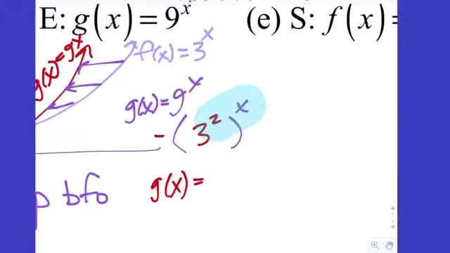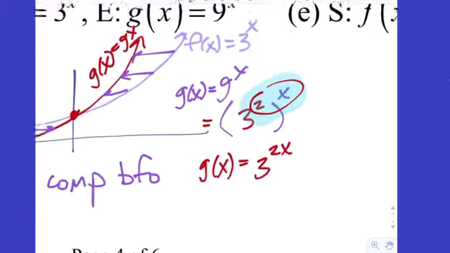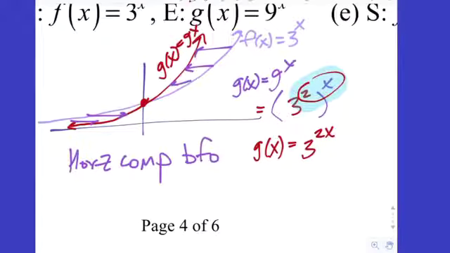We add them or multiply them. This is exponentiation. It comes down one rung to multiplication. We multiply. That becomes 3 to the 2 times x. And there it is. 3 to the 2 times x. Now we know it's going to be a horizontal compression by a factor of 2. Yep, that's it. By a factor of 2.